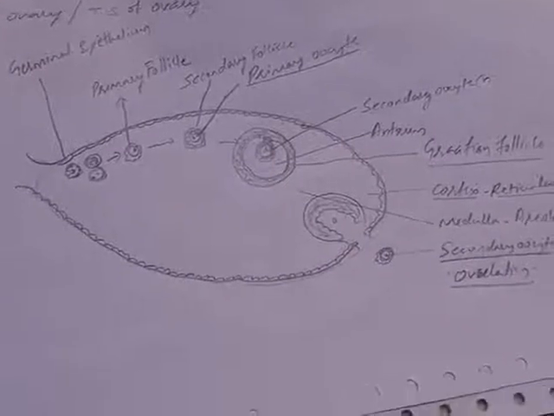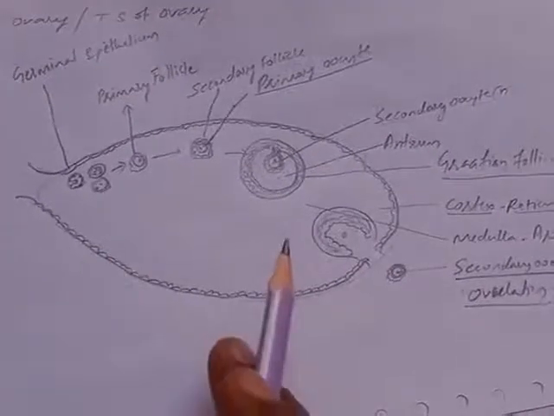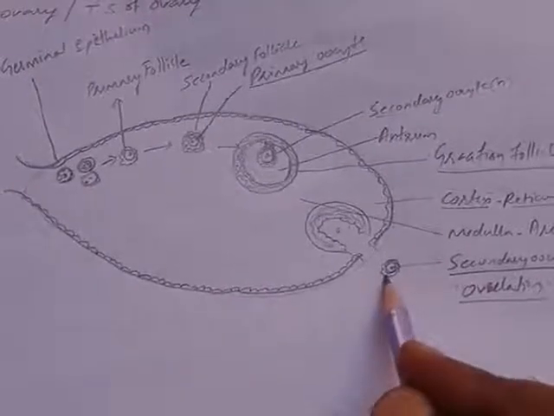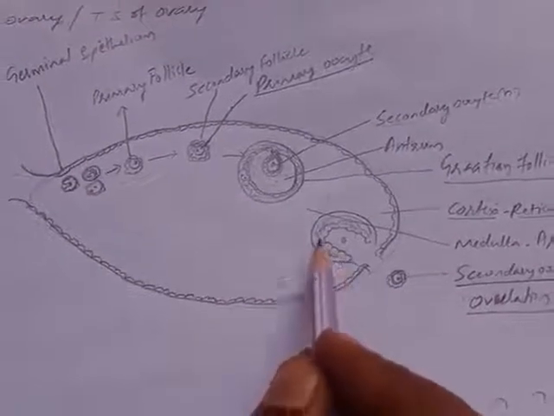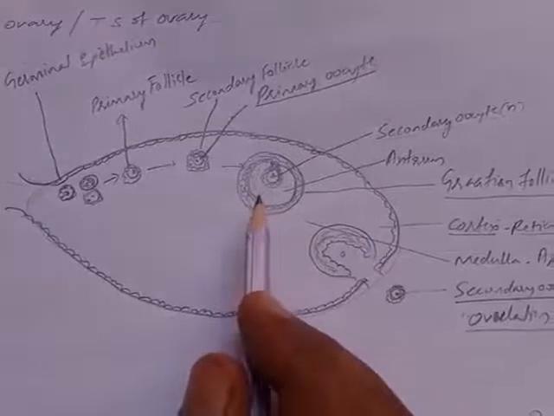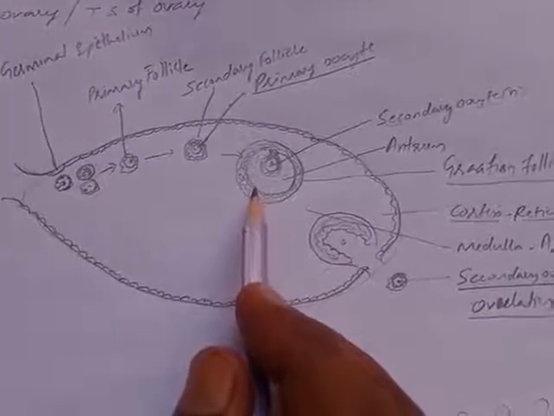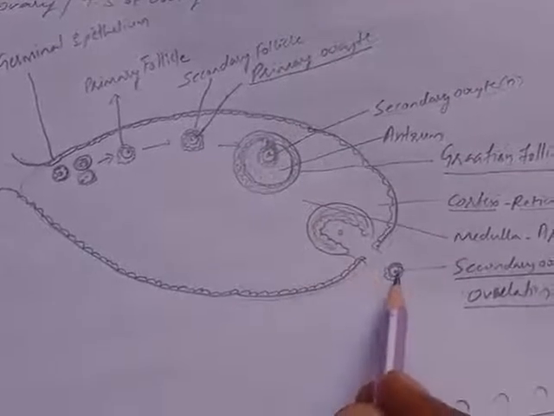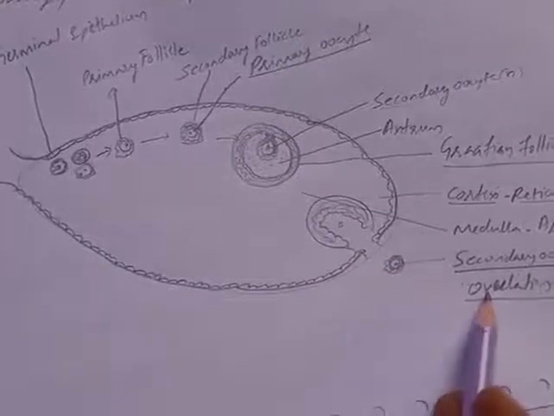For remedial students, how to draw the diagram is very important, and labelling the parts. So after release of this egg, the secondary oocyte is released out of the Graafian follicle. This is called ovulation.